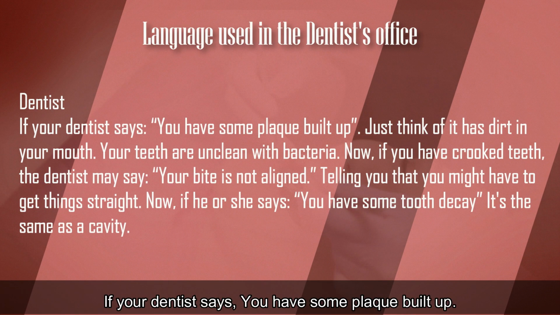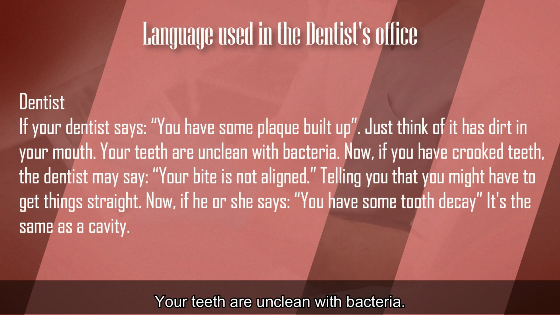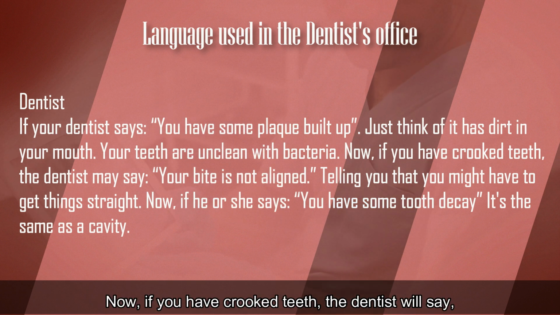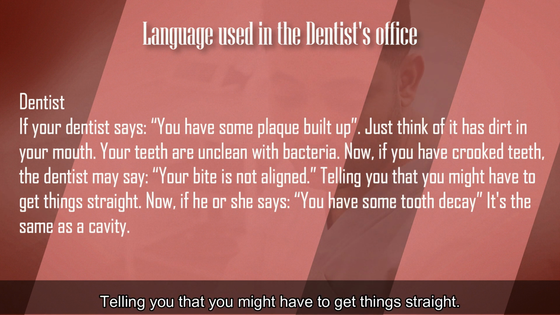If your dentist says, "You have some plaque built up," just think of it as dirt in your mouth. Your teeth are unclean with bacteria. Now, if you have crooked teeth, the dentist will say, "Your bite is not aligned," telling you that you might have to get things straight.